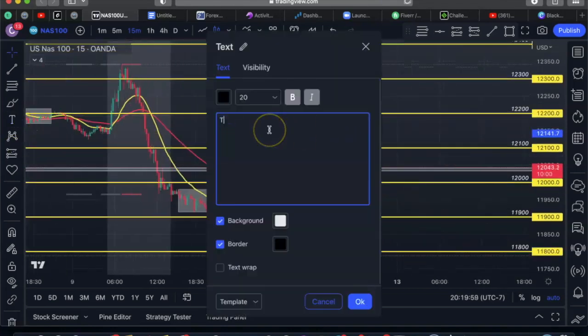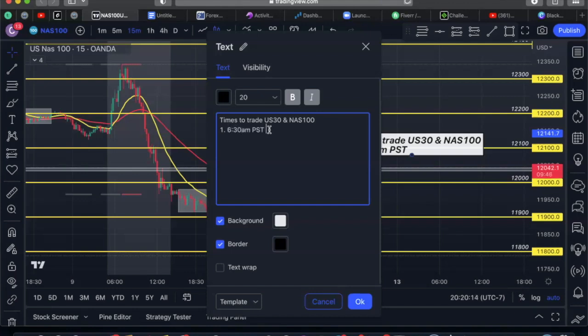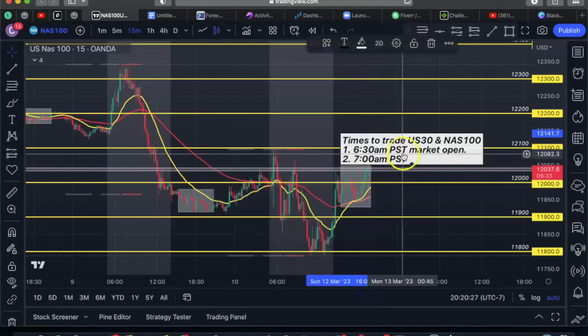Let's go right here, and we're going to put times to trade US 30, and if I can type NAS 100. So the first time that I'd recommend is 6:30 a.m., and this is in PST. This is the market open. The second time is going to be 7 a.m. PST. This is a little bit after the market open.